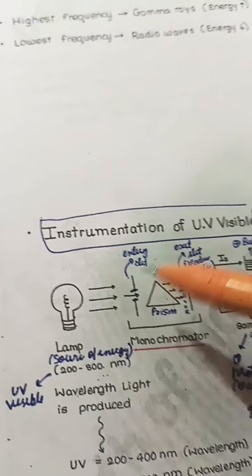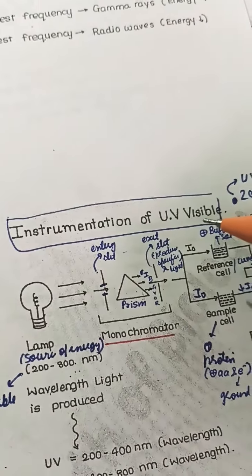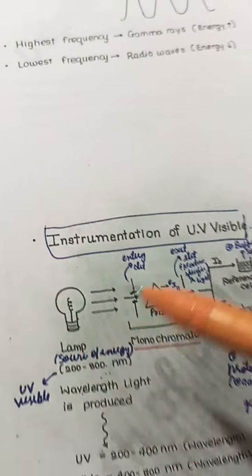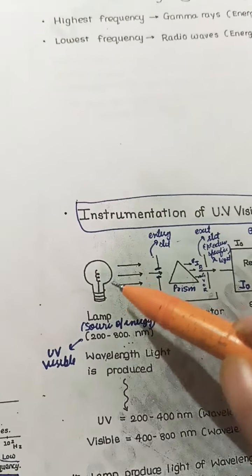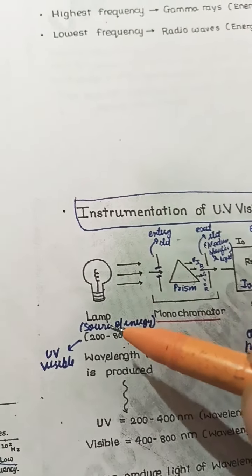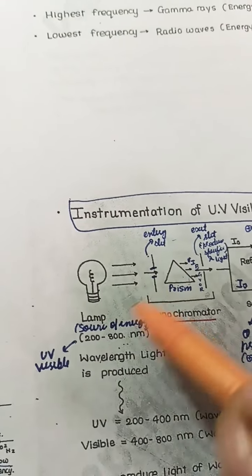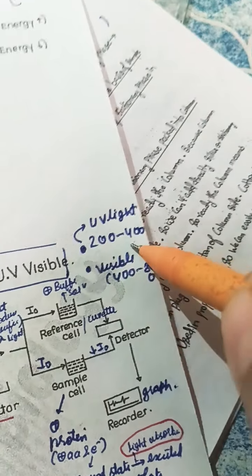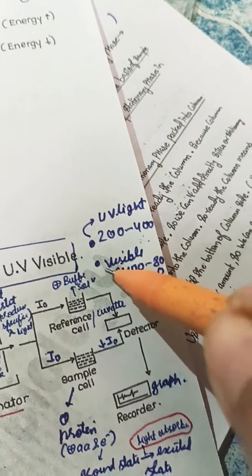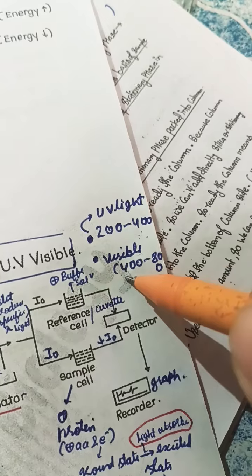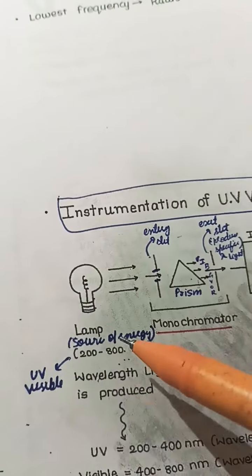We study the instrumentation of UV visible in the first unit of Instrumental Methods of Analysis, 7th semester. In this, we'll take the lamp as a source of light which emits UV visible light. As we know, UV light has a wavelength of 200 to 400 nanometers, and visible light has a wavelength of 400 to 800 nanometers. So we'll combine these to get the UV visible light.